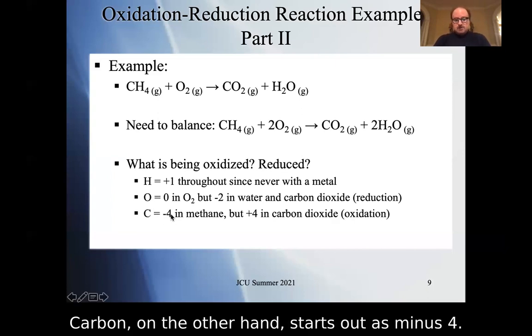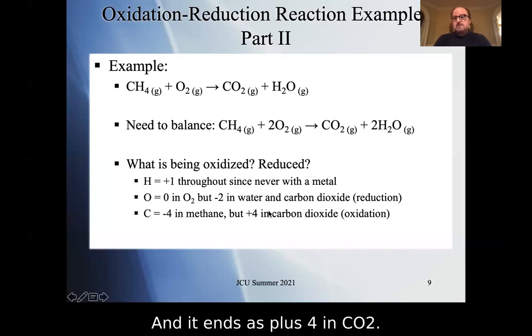Carbon, on the other hand, starts out as -4 and it ends as +4 in CO2. So there we are losing electrons. It's getting more positive and therefore it's oxidation.